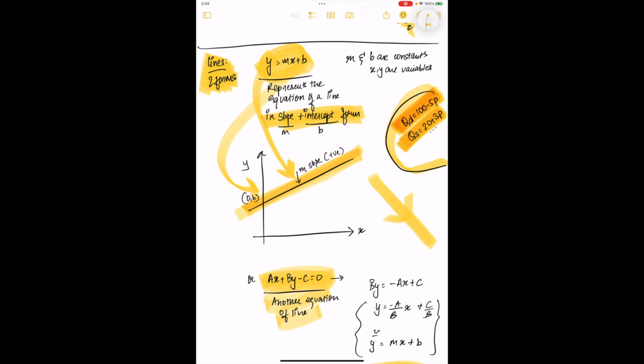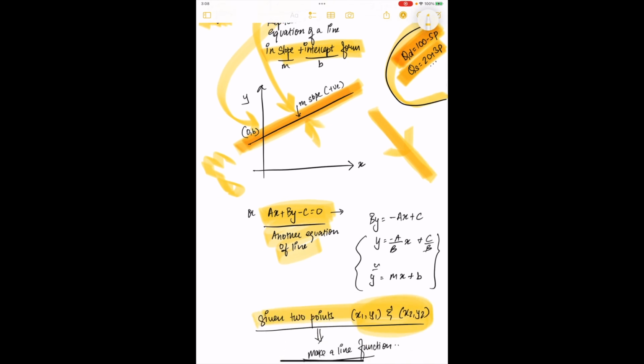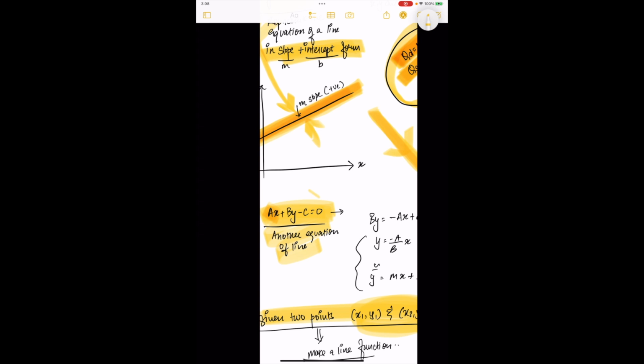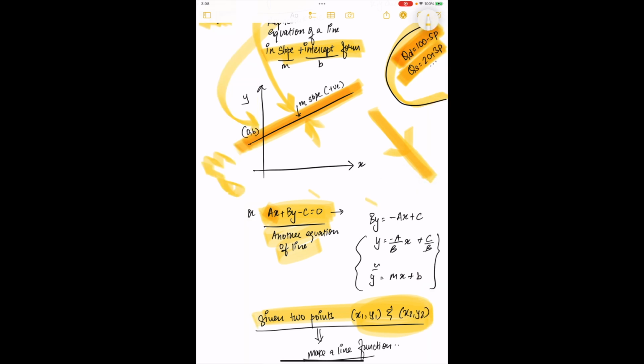Looking from left to right, the line goes down. Looking from left to right, this line goes up, so that's a positive slope. So given slope m and intercept b, we should be able to build a line that looks like this on an xy coordinate. Given an equation of a line, we should be able to solve and plot the line, given slope and intercept. And a general form of the same line can be written as ax plus by minus c equals 0, right?